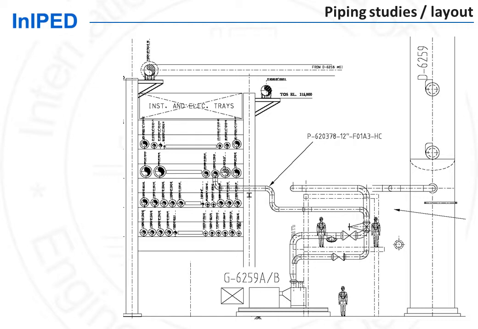Once these piping studies are completed, the piping layout drawing, such as the one shown here, is issued. This is an internal drawing issued by the piping designer to other disciplines, including, as I said, the piping support engineer for the calculation of the line. These drawings are also the starting point for the detailed modeling of the line in the 3D model.